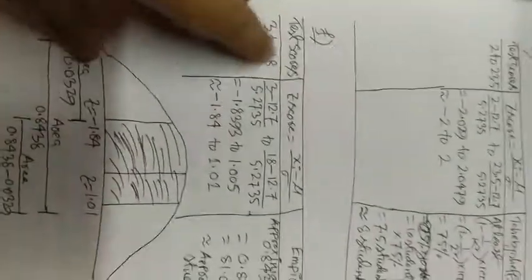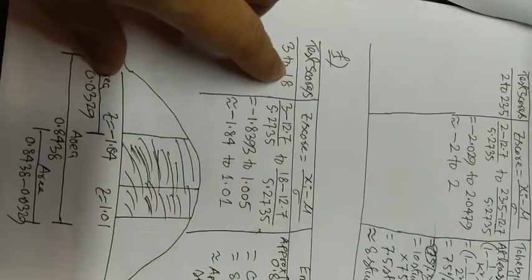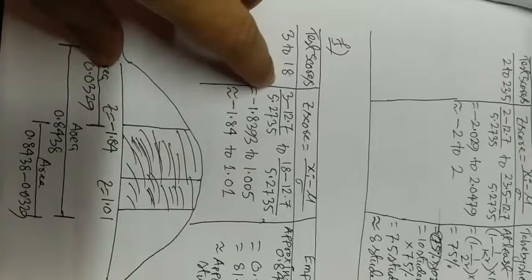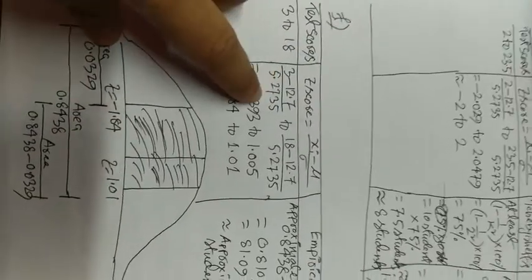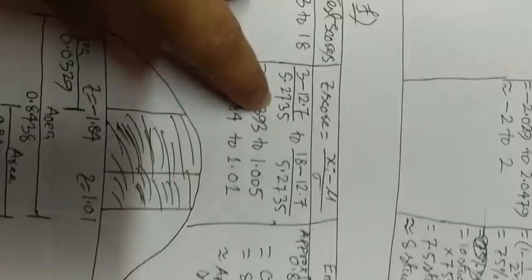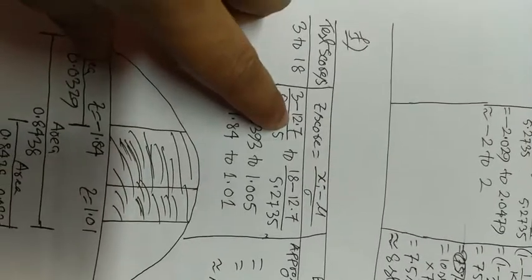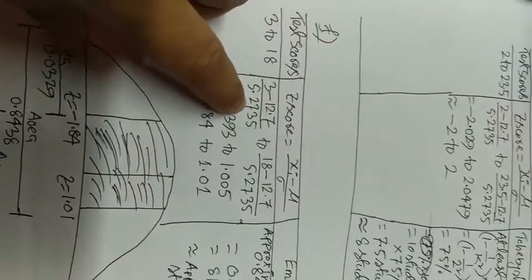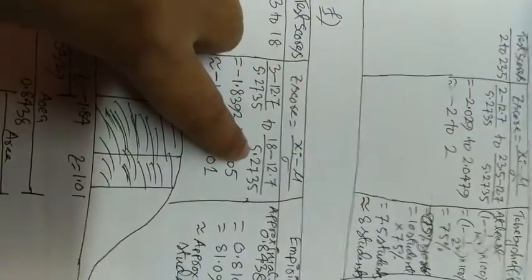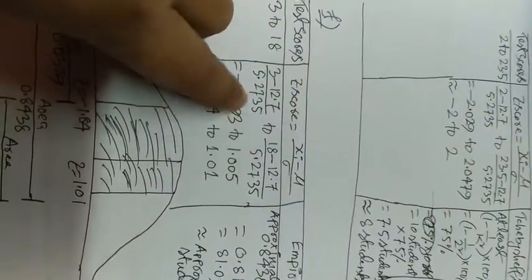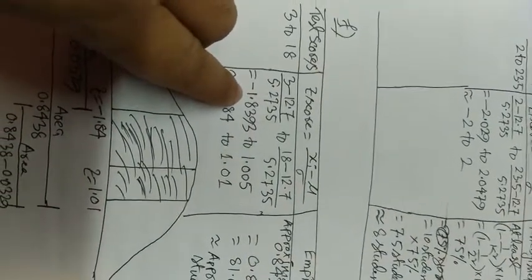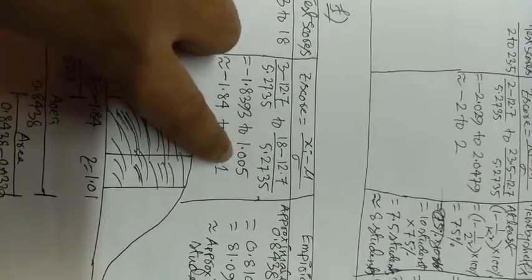Now we will move to the next question. The next question says, how many students had test scores between 3 to 18? As you can see, we have calculated the z score. Here the average was 12.7 and the standard deviation was 5.2735. So we have given the values in the formula. You can see the value of z is from minus 1.8393 to 1.005.